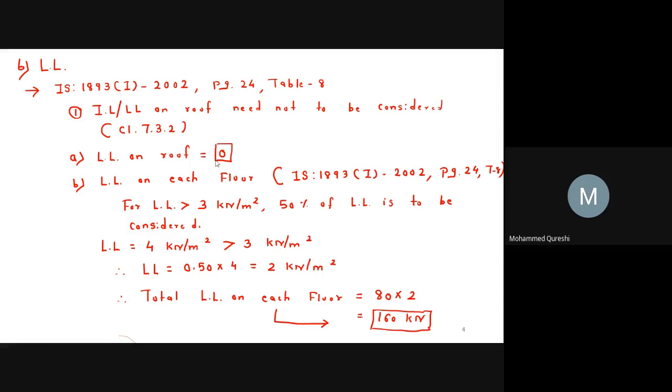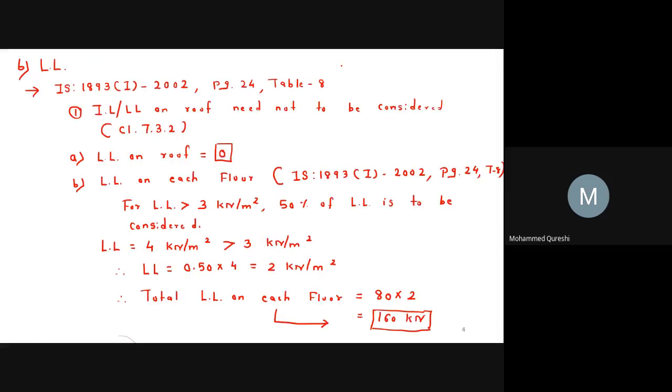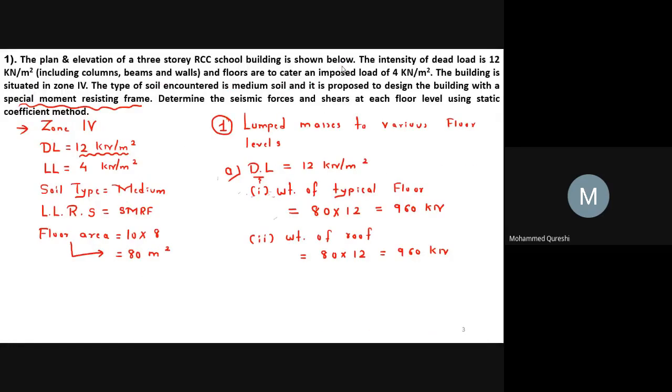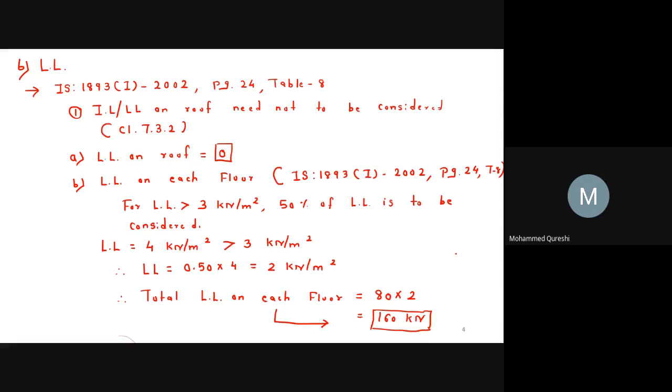Now we want the total seismic weight of the building. So our next step will be lumped mass of roof equals dead load plus live load. Here we have calculated the dead load of roof as 960 kilonewton, and for roof live load is 0.